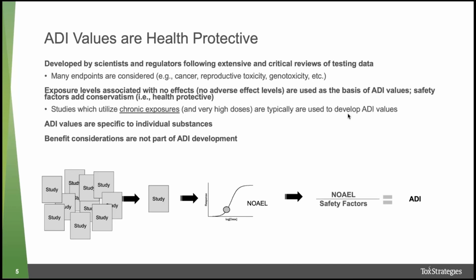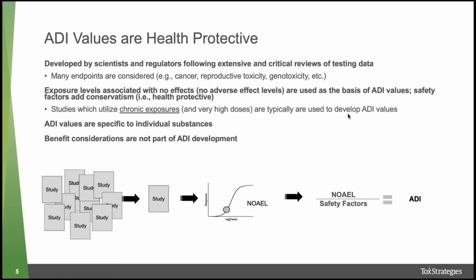So this slide's a little bit wordy, and I'll walk you through the pictures on the bottom. But what I want to impress upon you is the process of how ADI values are developed and why they're health protective. These values are developed by scientists and regulators, typically large multidisciplinary teams within these agencies that conduct very large and extensive reviews of all of the available data. For many of the sweeteners that we're talking about, there are potentially hundreds of studies that are looked at, and these studies might cover endpoints ranging from cancer and reproductive toxicity and genotoxicity, endocrine disruption, etc. So we look at all of that data together.